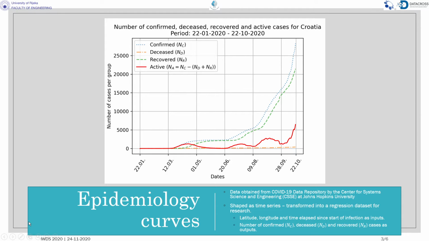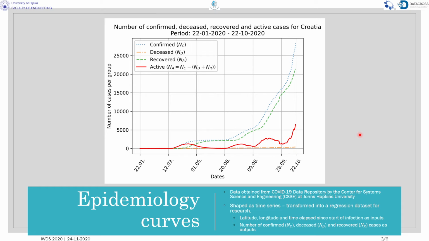Here we can see an example of epidemiology curves for Croatia in the period from 22nd of January to 22nd of October. The number of active cases, which is the epidemiology curve here, is defined by taking the number of confirmed cases and then subtracting the number of recovered and deceased patients.